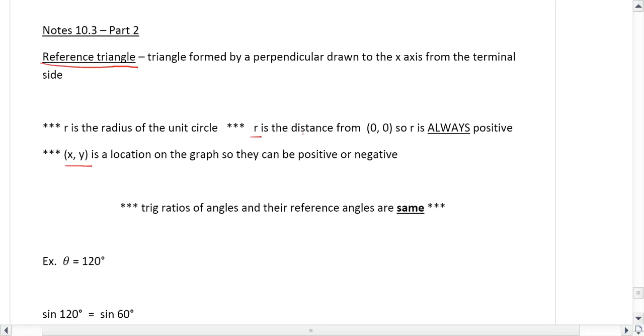Now, since the r is a distance, it will never be negative. The r is always positive. However, the xy is a location on the graph, so just as usual, they could be positive or negative depending on what quadrant you're in.